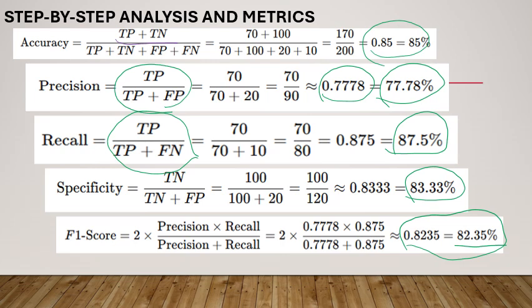So overall, the model performs well with an overall accuracy of 85%. And the model has a good recall of 87.5%, meaning it captures most of the actual spam emails. The precision of 77.78% is somewhat lower, indicating that around 22.22% of the predicted spam emails are false positives. This may suggest that the model is slightly aggressive in labeling emails as spam, which might result in some important not spam emails being filtered out.